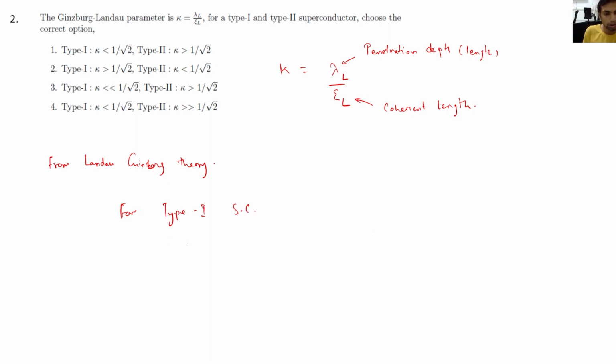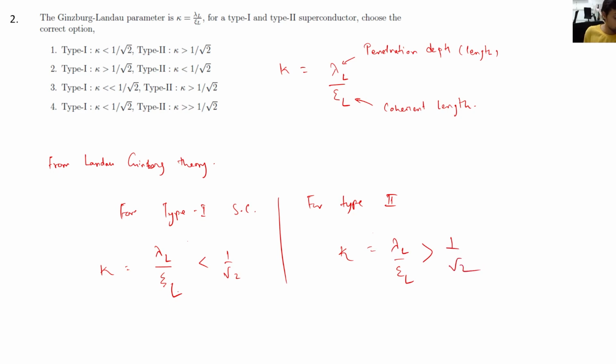So for a type 1 superconductor, this kappa turns out to be less than 1 by square root of 2. And for type 2, this kappa turns out to be greater than 1 by square root of 2. So this you get from the Landau method.